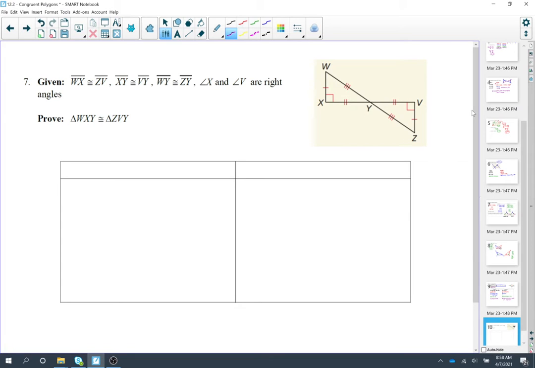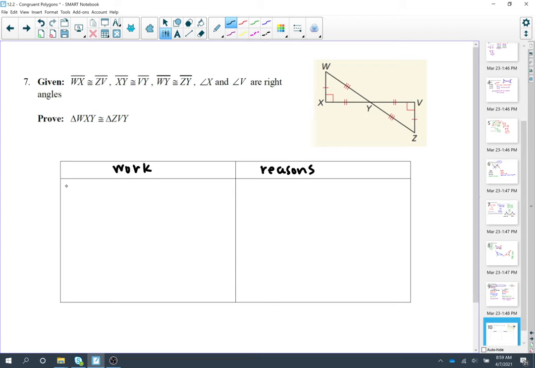Example 7. We are given that WX is congruent to ZV, XY is congruent to VY, WY is congruent to ZY, and we know that angle X and angle V are right angles. And we have to prove that triangle WXY is congruent to triangle ZVY. So, make sure you put your work, make sure you put your reasons.